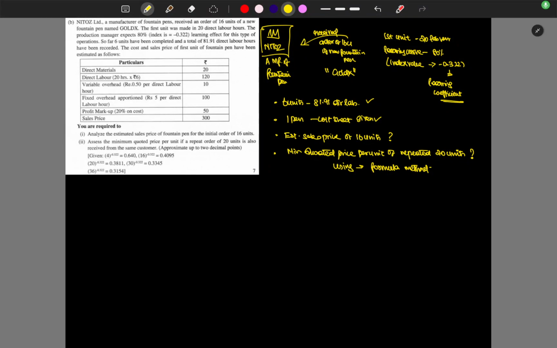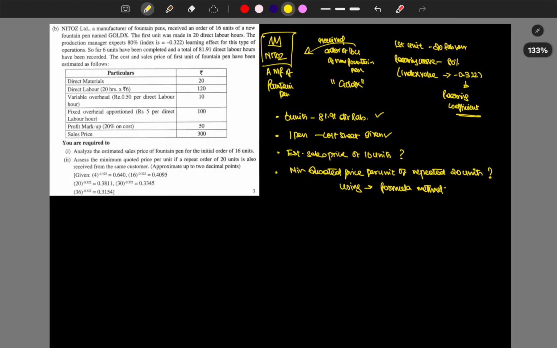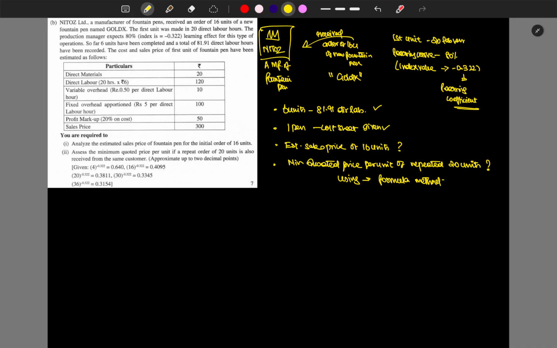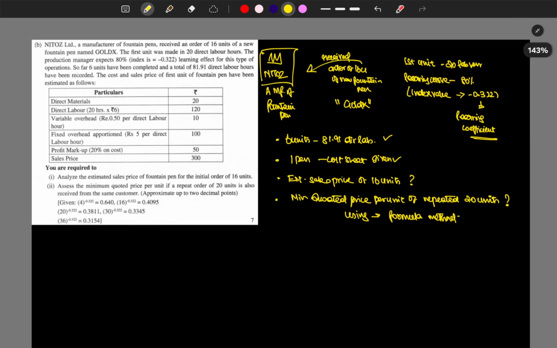Welcome back. Today we are going to solve one problem from learning curve, and this is one of the prominent problems which has been asked in the exam question papers. This problem is from the December 24 question paper. This would be the max level problem which can be asked in learning curve, so let's go through this and we can easily solve this problem in examinations, right?